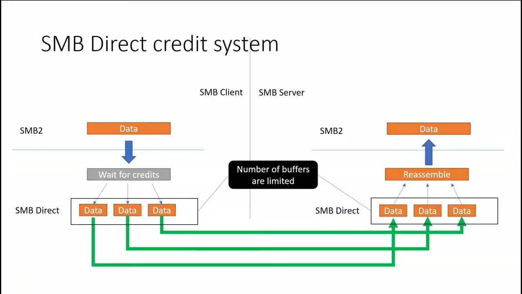So we talk about the credit system used by SMB Direct. Now this is especially important for RDMA because if you send some data to the server and the server doesn't have a buffer for that data, then the send will fail.